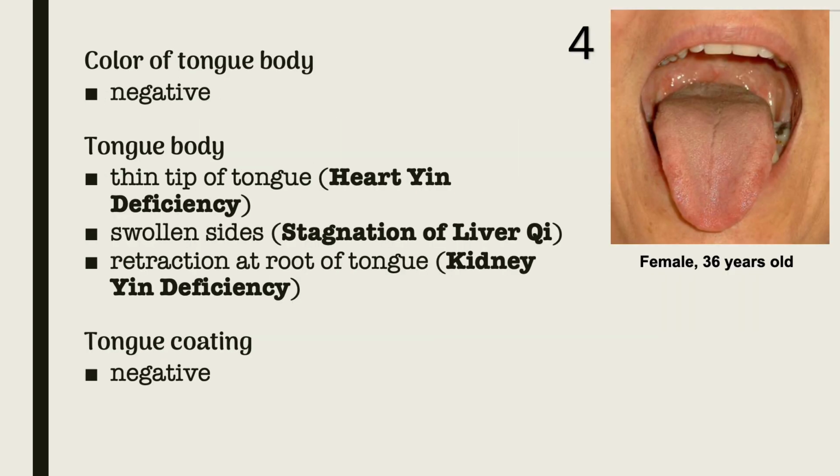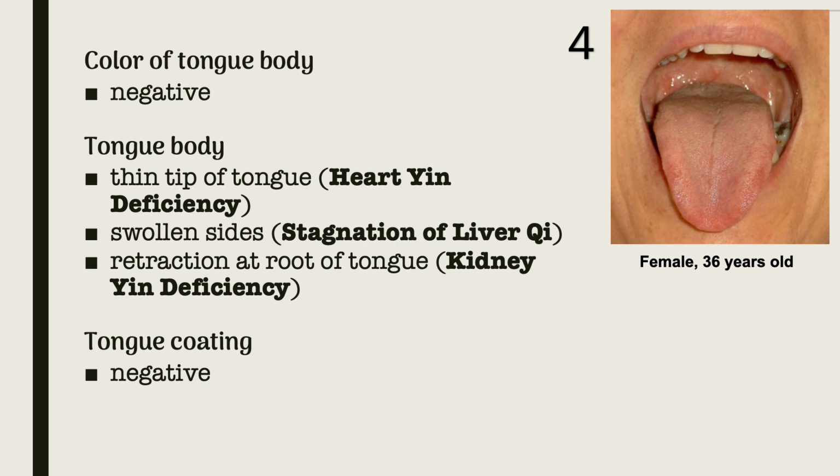Tongue number 4 belongs to a 36-year-old female. Color of tongue body, negative. It's normal. Tongue body is thin at the tip, indicating heart yin deficiency. The sides are swollen, and this denotes liver qi stagnation. Notice the retraction at the root of the tongue, which is very indicative of kidney yin deficiency.